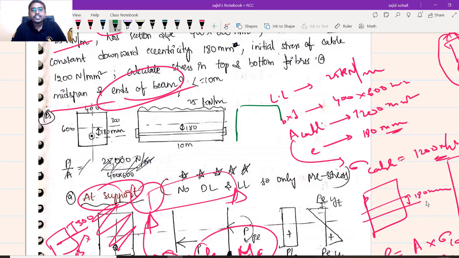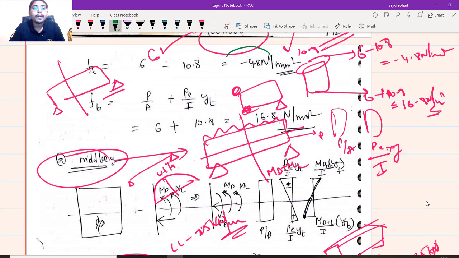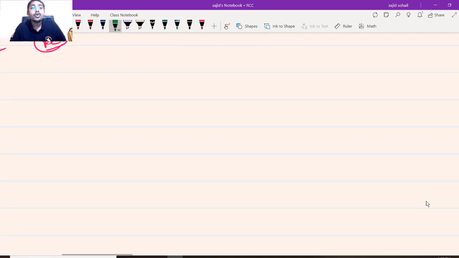There was a pre-stressing bar like this. There we applied pre-stressing at a constant eccentricity of 180. What happened here is, obviously my stresses were within the limit here, very good, but at the support what happened? Let us check. At the support at the top I am getting tension. You can clearly see minus 4.8. Why did this happen? It is a matter of common sense.